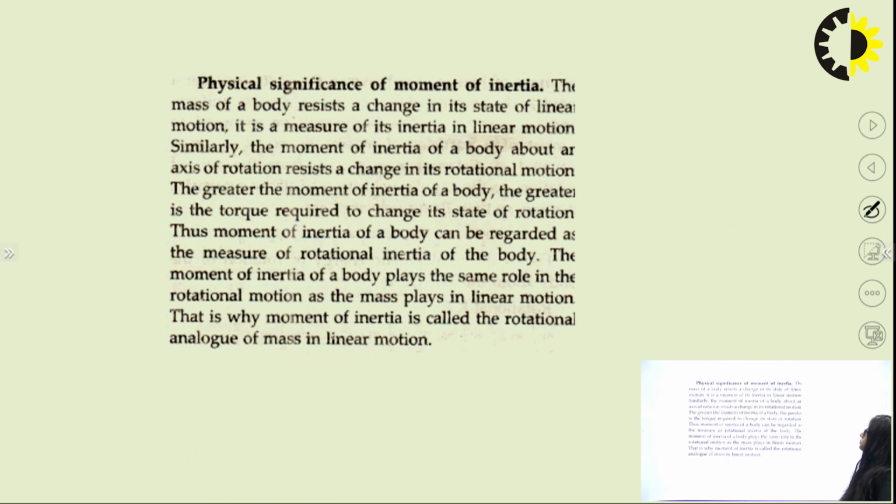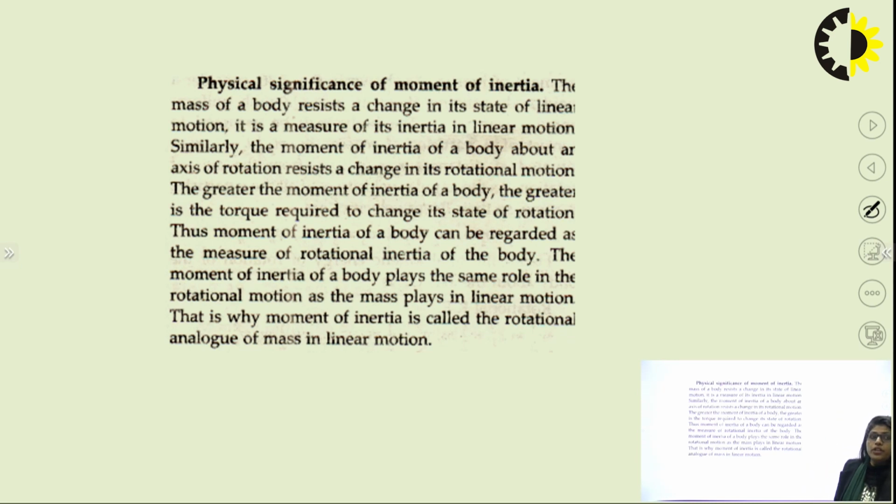Come to the next slide. In this slide, we can understand the use of mass moment of inertia, or how we can understand moment of inertia in simple words. The mass of a body resists a change in its state of linear motion. If a body is in linear motion and a resistance is provided on that body, it is the inertia of that body. Similarly, the moment of inertia of a body about an axis of rotation resists a change in rotational motion.